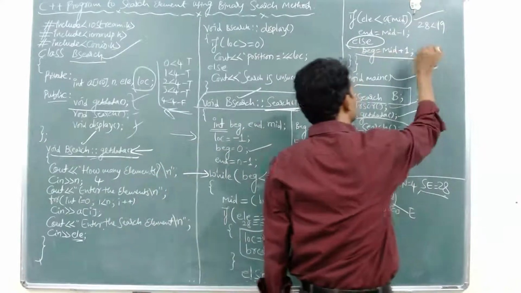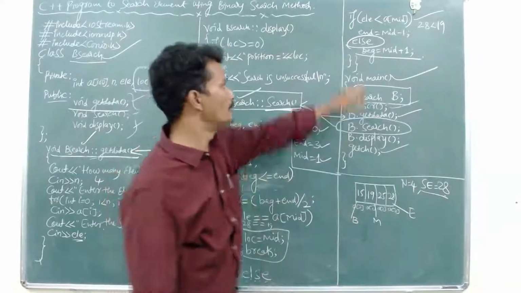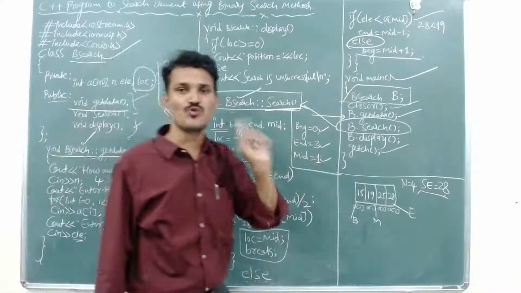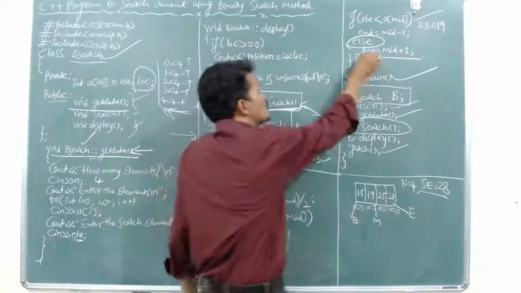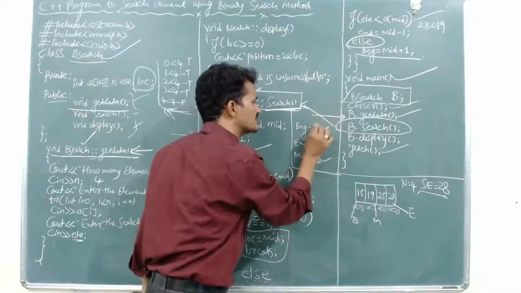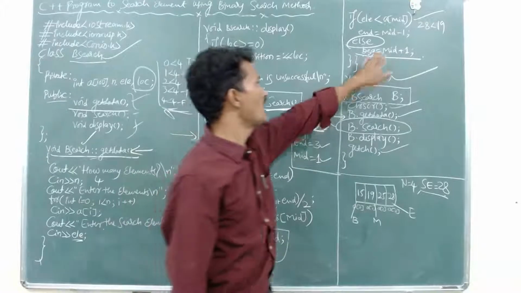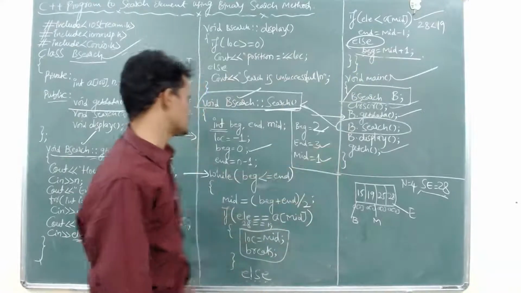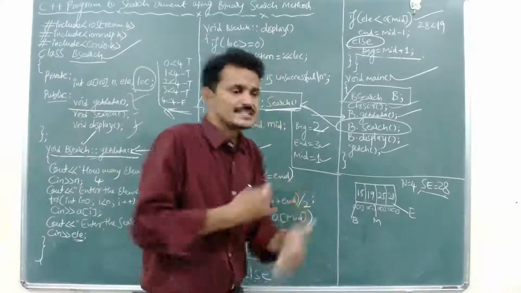So in the else part we have begin is equals to mid plus 1. Mid is 1, 1 plus 1 is 2. 2 is assigned to begin. What was the previous value of begin? It was 0. Now begin is 2. Again it comes here and executes the while loop, and the array will be revised.